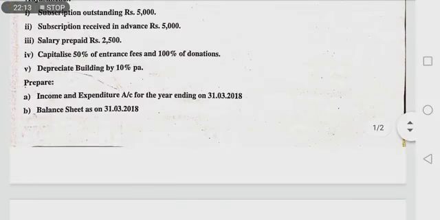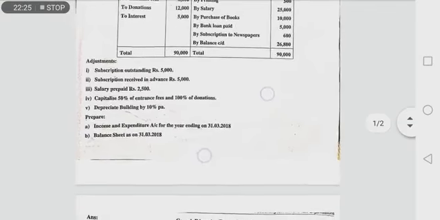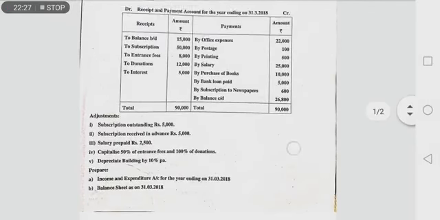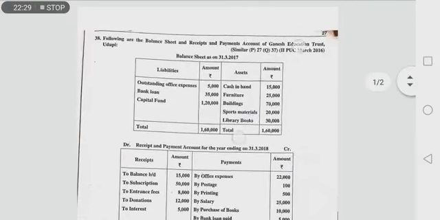Now we are done with the income and expenditure account. Let us move to the next account, that is the balance sheet. Each account has 6 marks. For the income and expenditure account 6 marks, and for the balance sheet 6 marks will be allotted. Now let us prepare the balance sheet by looking at the old balance sheet.